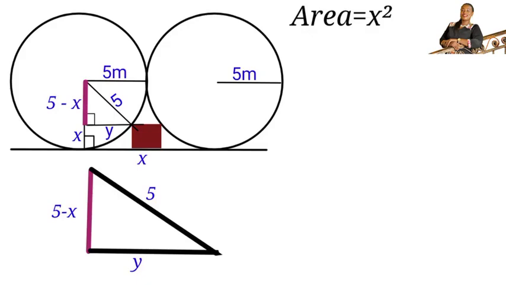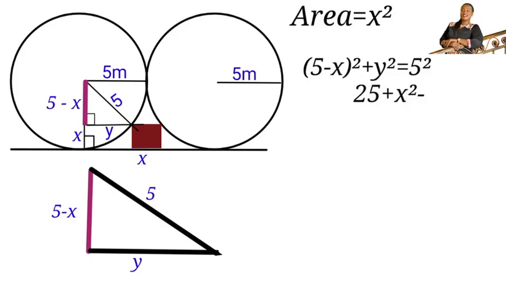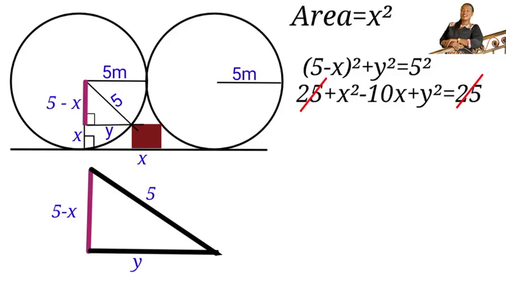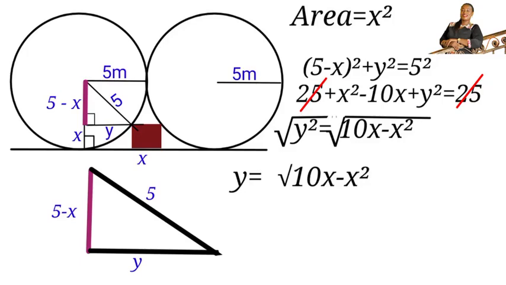So the remaining piece is 5 minus x. Since we have a right triangle, let us use Pythagoras theorem to find a relation between x and y. So this will be (5 minus x) squared plus y squared equals 5 squared. When we simplify, we'll have 25 plus x squared minus 10x plus y squared equals 25. So 25 cancels out. When we rearrange, we have y squared equals 10x minus x squared. So let's take the square root on both sides. So we get y equals the square root of 10x minus x squared.